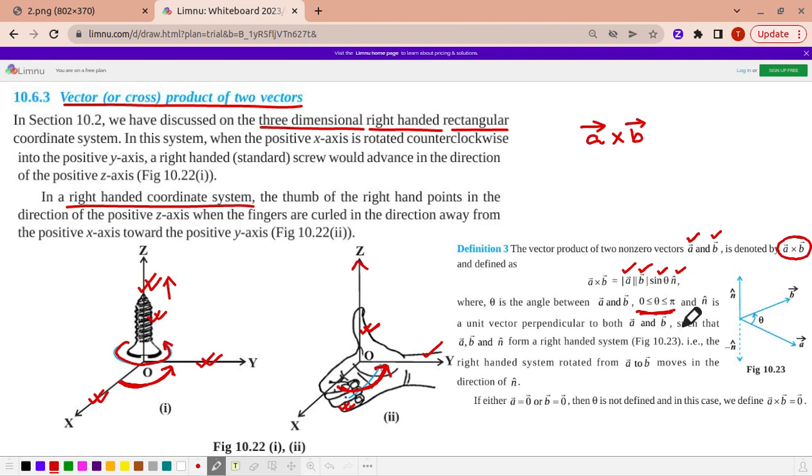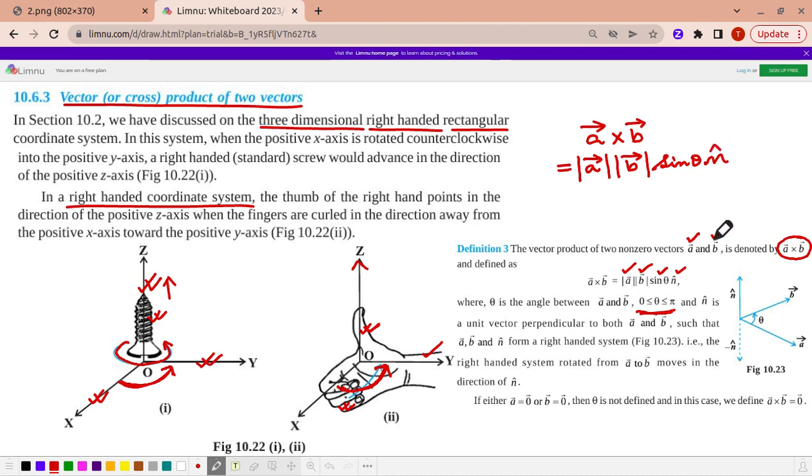Okay, you can consider the theta as n as well. So here in this symbol it is n. Let's consider this is n. So I repeat once more, A cross B is equal to magnitude of the vector A into magnitude of the vector B into sin theta, where theta is the angle between the vectors A and B, where 0 less than equal to theta less than equal to pi, into n cap.